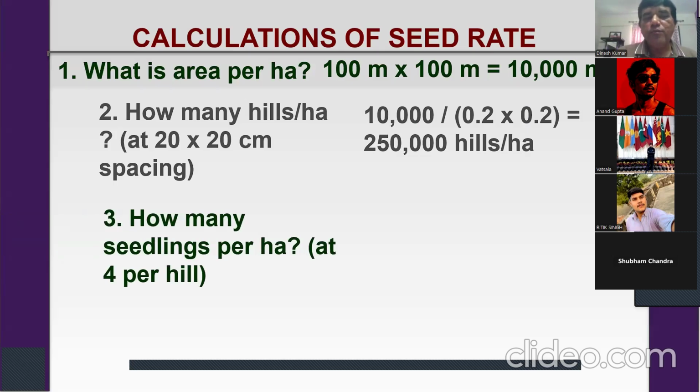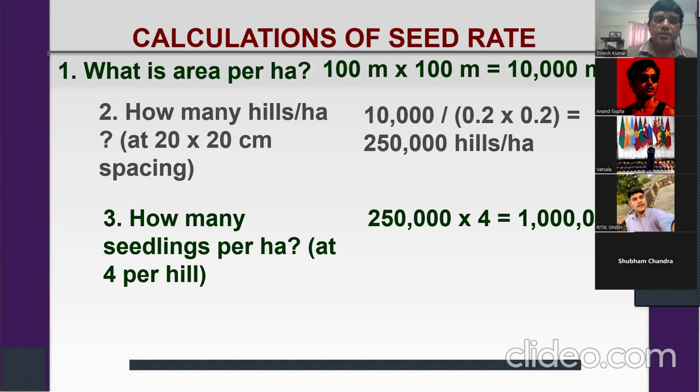If you have four per hill in one place, you are transplanting four seedlings. Then how many seedlings will be required? You can see this 2,50,000 multiplied by 4. So you get 10 lakhs. So 10 lakhs is the answer in this case. So many seedlings are required.